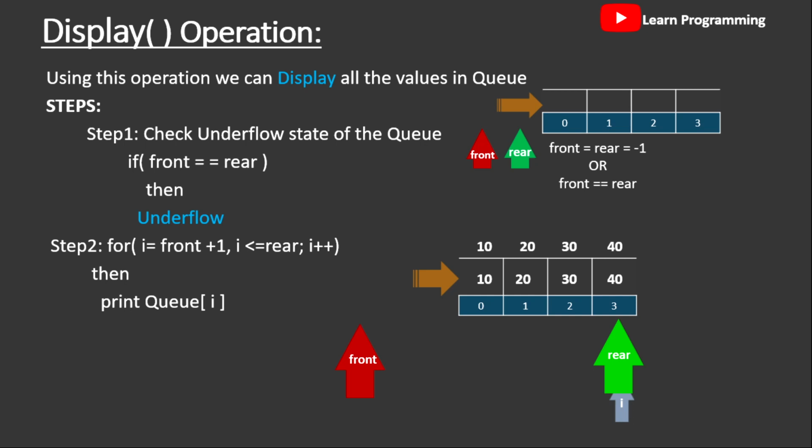And the increment of I happens again. So now the I value will be 4, and the condition 4 less than or equals to 3 fails, so it comes out of the loop. So this is how we perform display operation. Hope you understood the display operation.